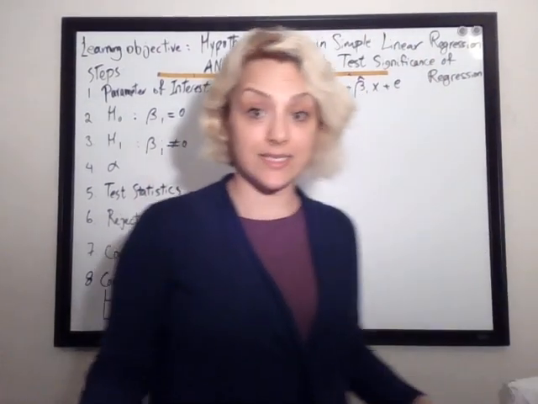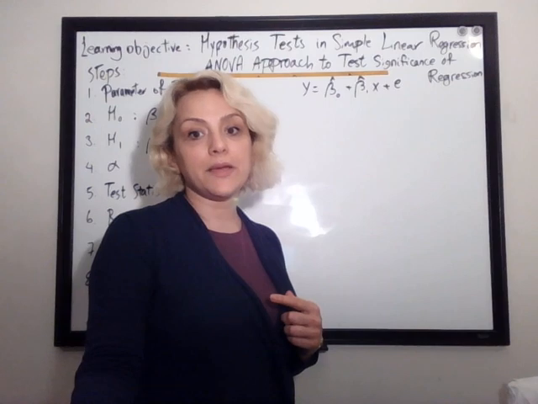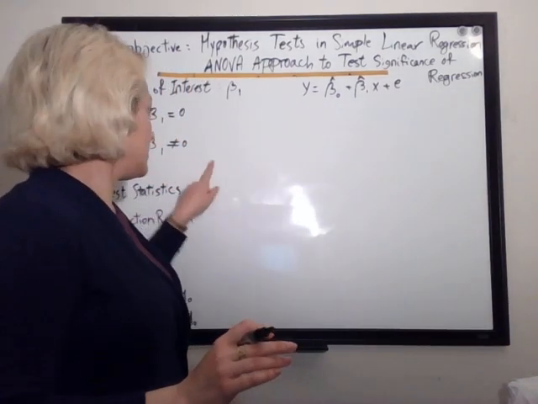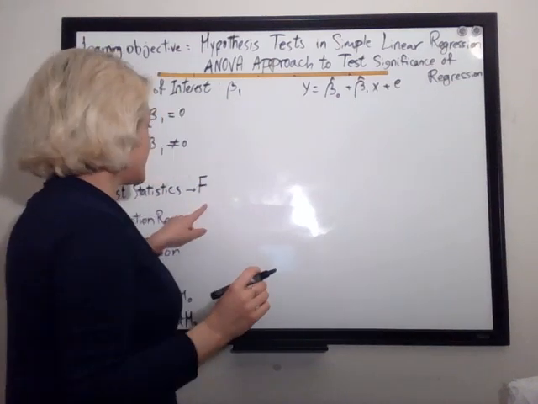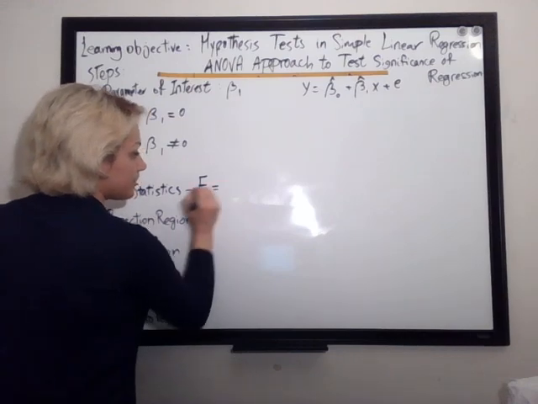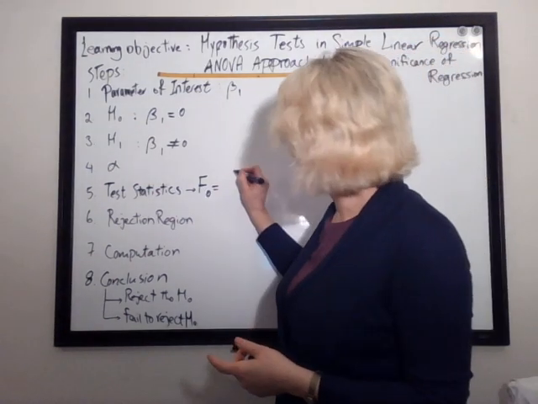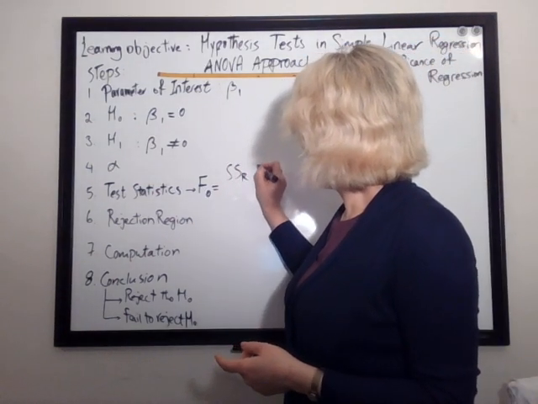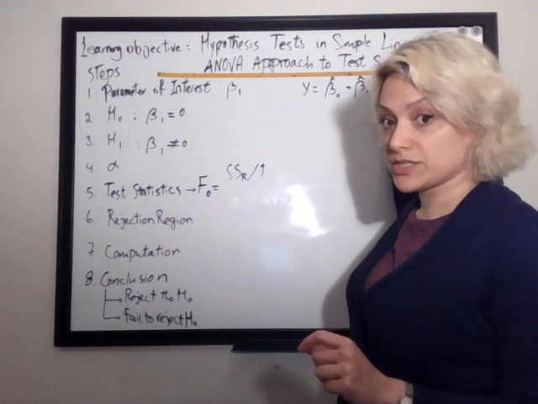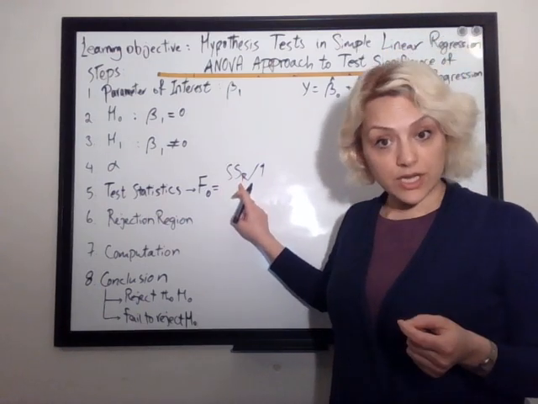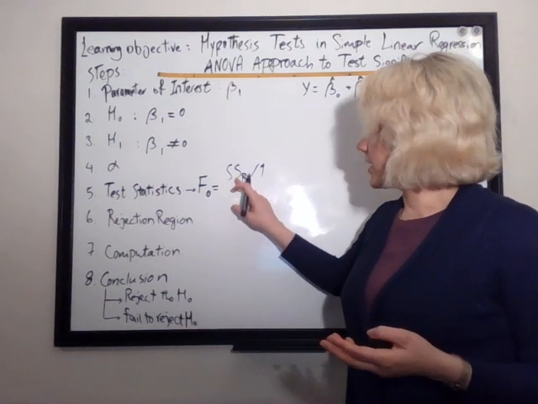Let's talk about the test statistic. The test statistic here is the result of the ANOVA table. First of all, we work with the F table. Our test statistic is F null, which is the sum of squares of the regression divided by 1. This one is important to keep, because this is simple linear regression. The degree of freedom of the regression line is 1, since we just have one x. Because of that, we have SSR divided by 1.